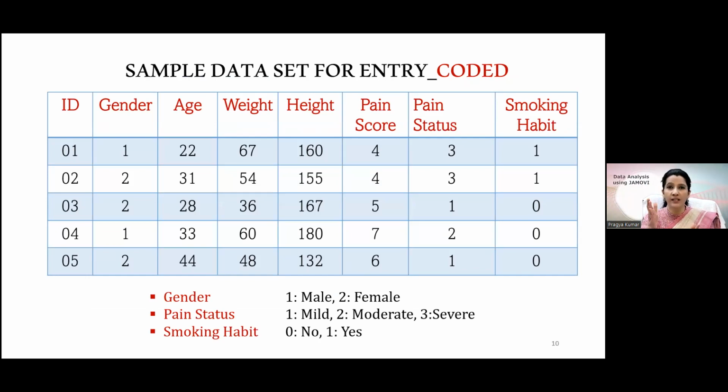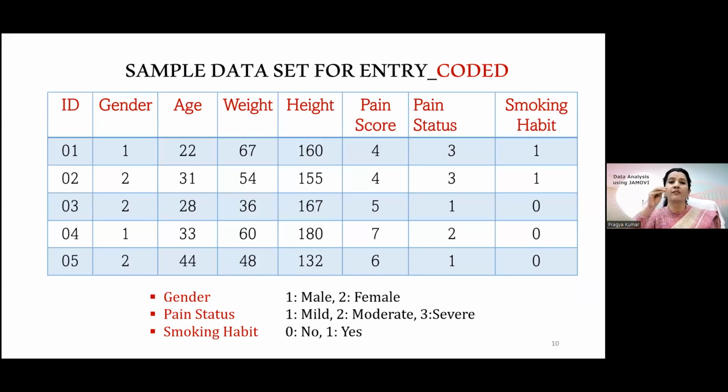So you can see the code. I have given the code gender 1 as male and 2 as female. Similarly, I have given the pain status 1 as mild, 2 as moderate, and 3 as severe. And smoking, if you see, 0 is for non-smoker and 1 is yes, a smoker. So I have converted these characteristics, yes, no, mild, moderate, severe, male, female, into codes.